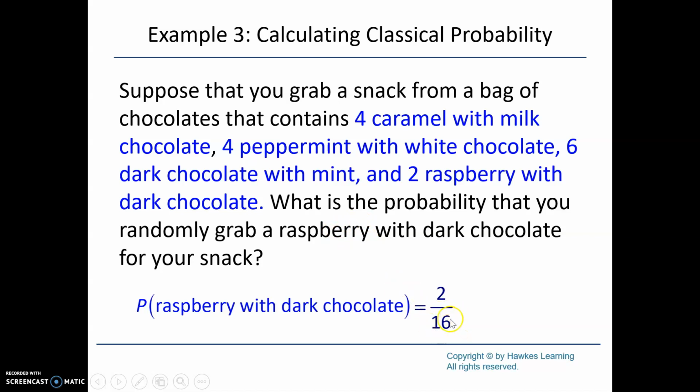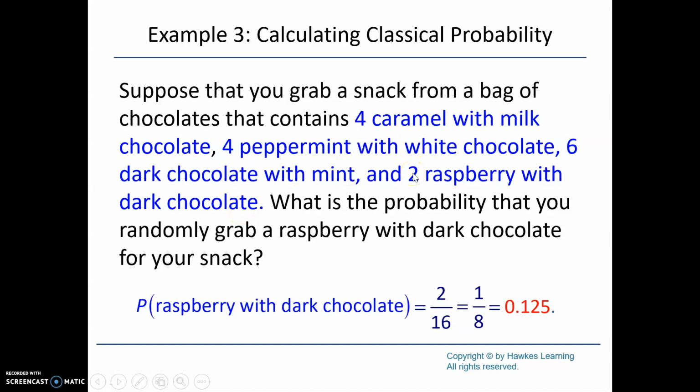And it'll change, I guess, after they eat one of these, we will be down to 15 chocolates or so on and so on. But classical being you only have 16 in the bag. You don't have 17, you don't have 18, you have exactly 16 in the bag. So 2 over 16 reduces down to 1/8, which reduces down to 0.125. So it's a very low possibility that when you reach into that bag, you will pull out a raspberry with dark chocolate.